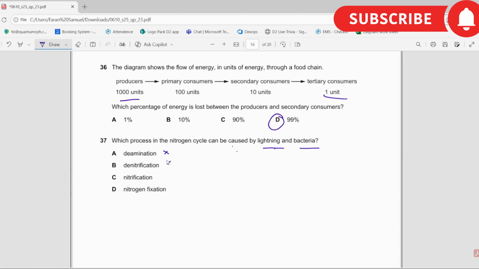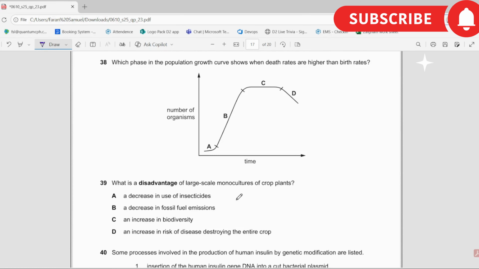Which process in the nitrogen cycle can be caused by lightning and bacteria? This is not D. It can be this or this. Nitrogen fixation. Nitrification is basically the conversion of ammonium into nitrates. Which phase in the population growth curve shows when death rates are higher than birth rates? Death rate is higher than birth rate, where the population is decreasing. Exactly. So D is the answer.